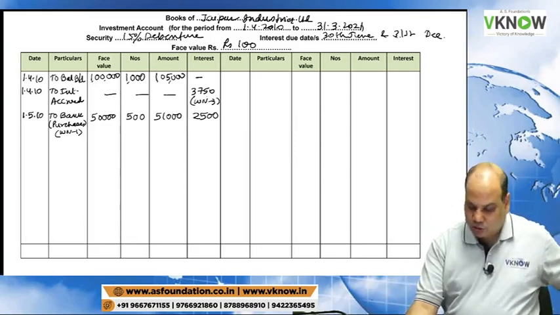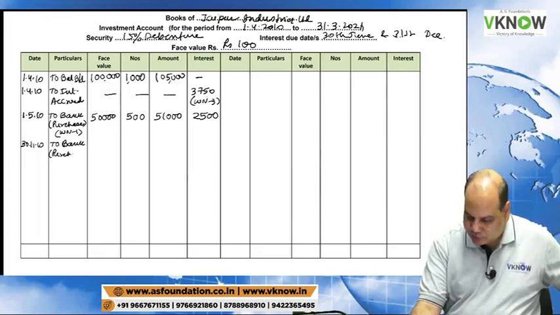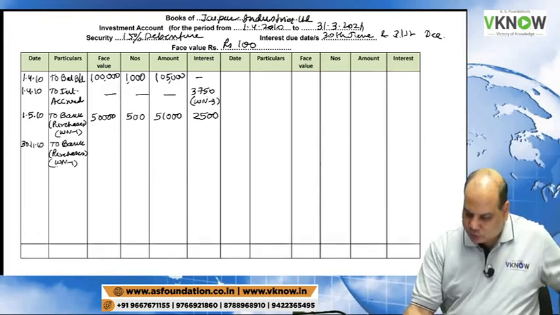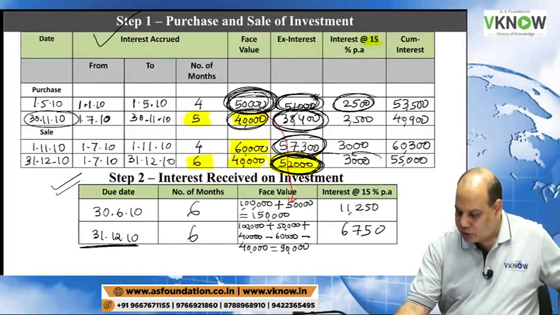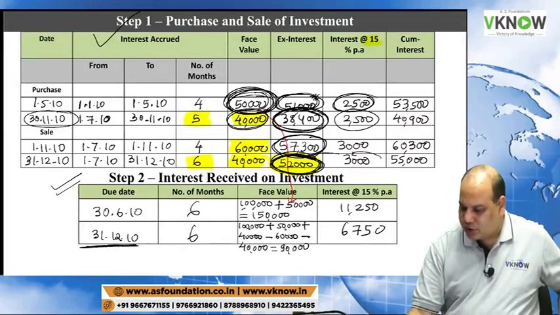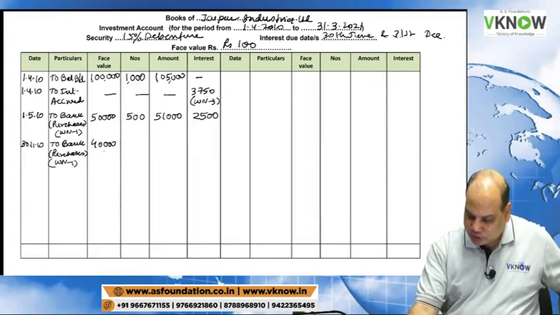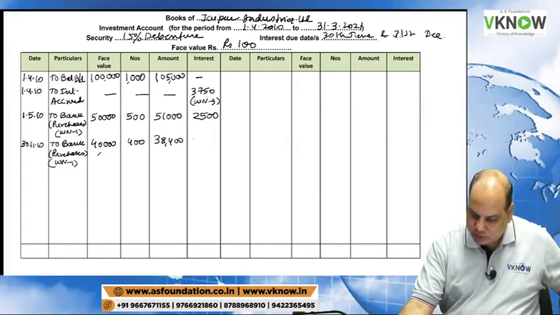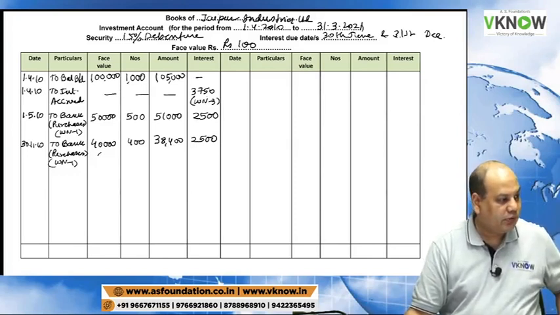Very good. 30th November 10, to bank, purchase, working note 1. Let us go to working note 1 again. 40,000 is face value, 38,400 is ex interest amount, and 2500 is interest. So write here 40,000, 38,400, 2,500. This is right.